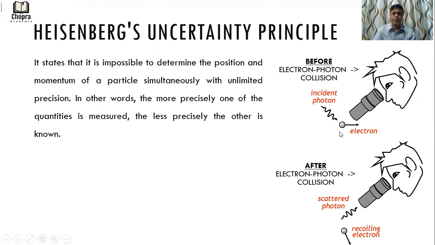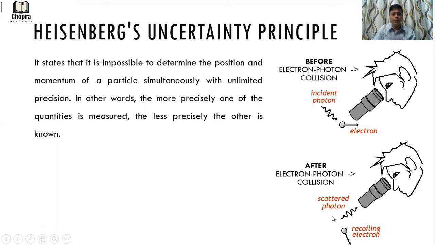Now the particles are quite similar in size and nature, and the incident photon is impinging on the electron, which is already moving in some direction. After the collision, there will be a scattered photon and recoiling of the electron occurs, which actually changes the state of measurement.